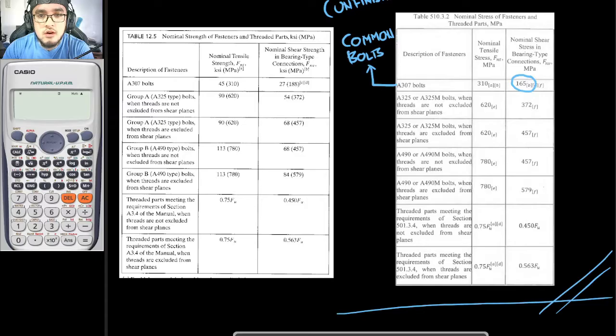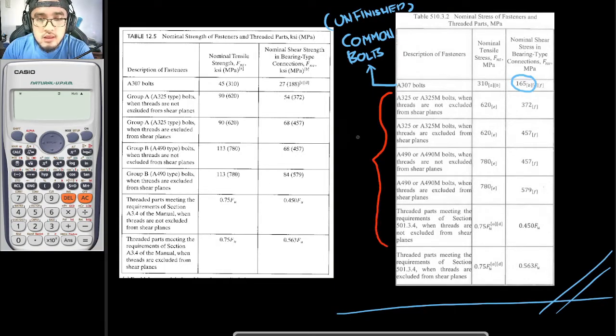Wait, let me move this down, it seems you can no longer see what I am writing. So there, unfinished bolt. And as for these ones right here, these are to be called your high strength bolt, or HS bolt. Self-explanatory why it is called high strength, because its strength is higher. As you can see, double.